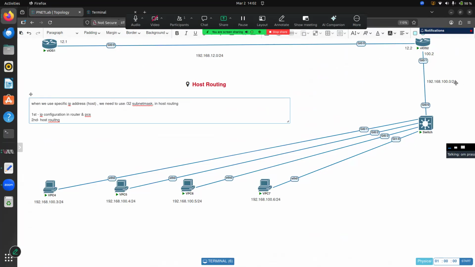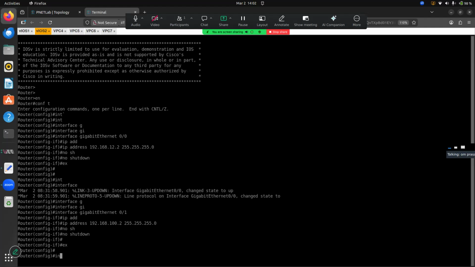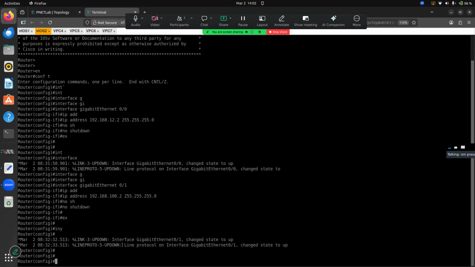And what is the other network? 192.168.100.0. Okay. Interface gig 0/1, IP address 192.168.100.2, and the subnet mask is 255.255.255.0. Then no shutdown, exit. Then we will verify as well. See, the interface has changed to up. I will also verify the IP.